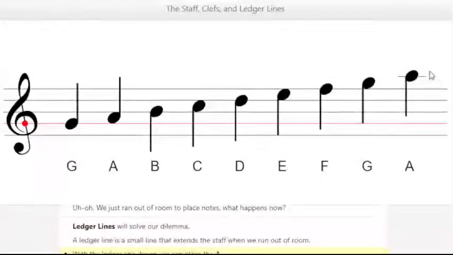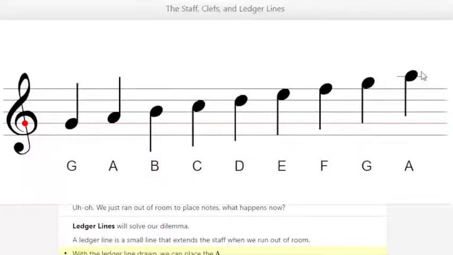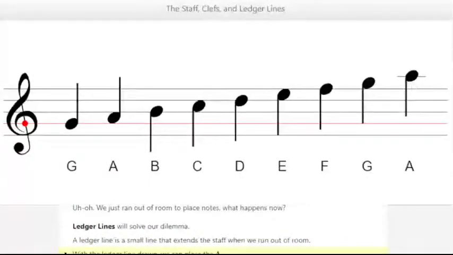With the ledger line drawn, you can place your A now. So after your G, you draw a ledger line and have A. If you want to continue, then you put another ledger line, and then C, and that's how it goes on. These ledger lines are not only placed above the staff, but they are also found below the staff.